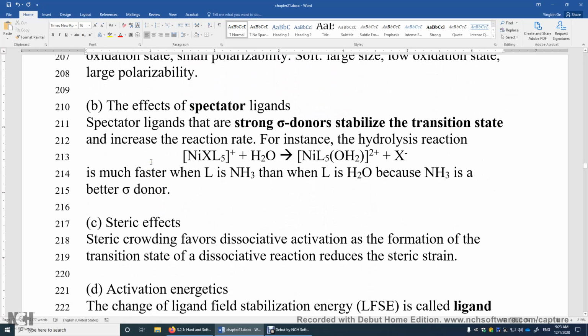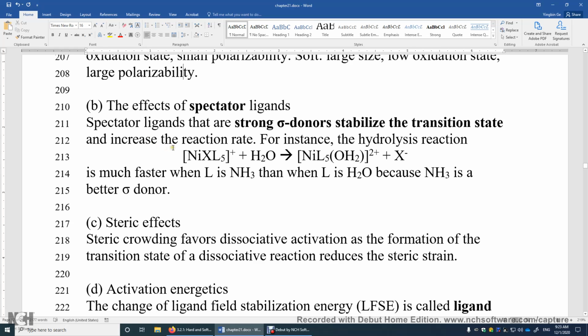Subsection B, the effects of spectator ligands. Spectator ligands are those ligands bonded to the transition metal. They are not leaving the transition metal. Spectator ligands that are strong sigma donors can stabilize the transition state. If they are strong pi acceptors, they can also stabilize the transition state. So that can increase the reaction rate.